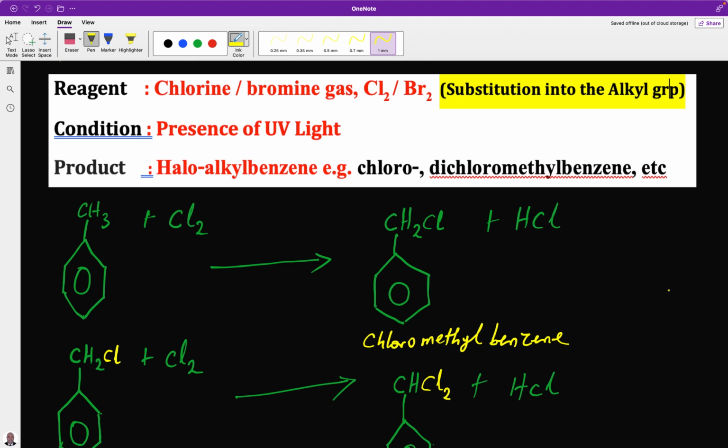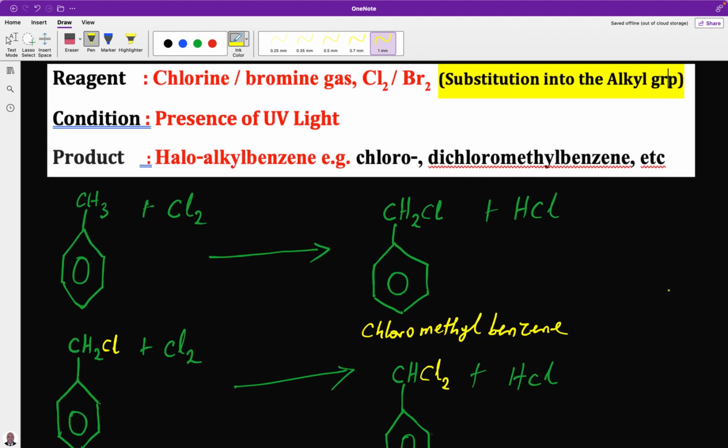And being a UV light that is acting as a catalyst, what is going to happen now is the substitution is not going to take place on the benzene ring, but the substitution is going to take place within the alkyl group. The halogen is going to substitute the hydrogen in the alkyl group until all the hydrogen atoms in the alkyl group are substituted.